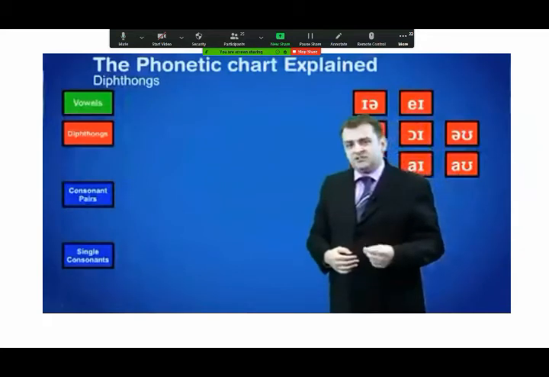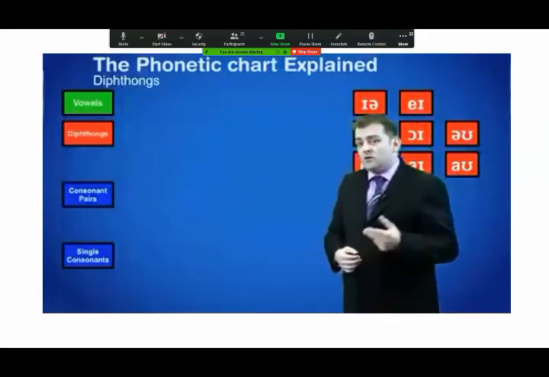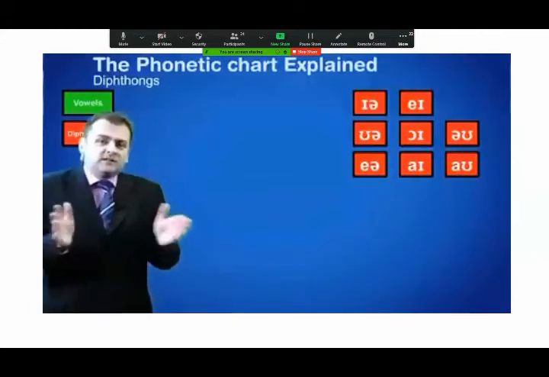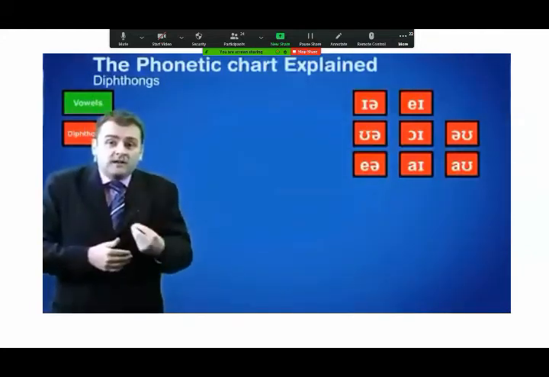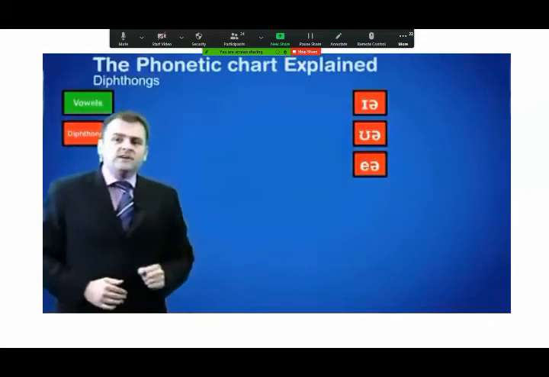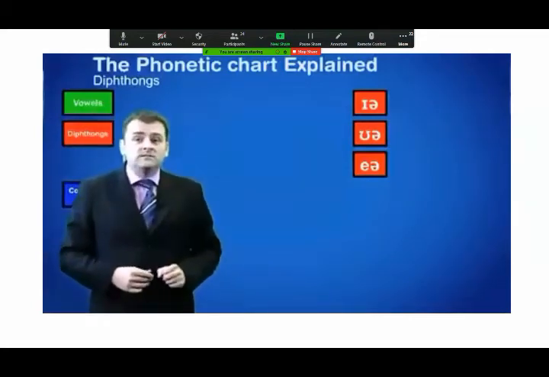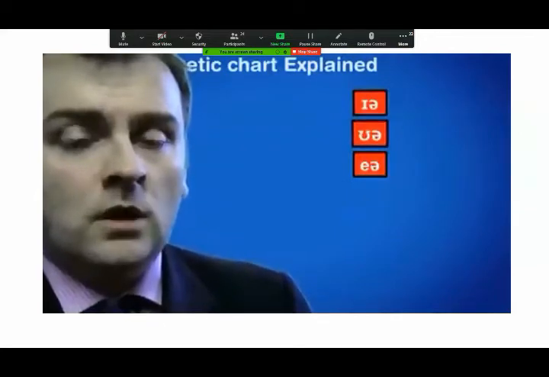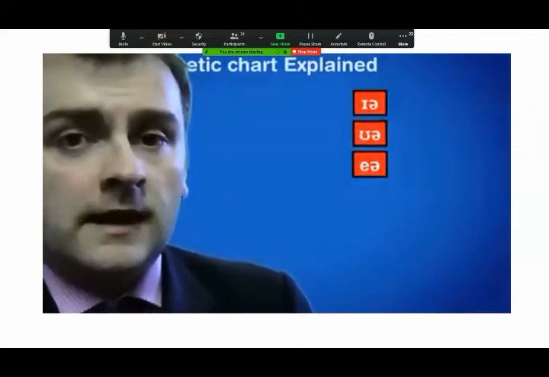The second section is the diphthongs. On our chart, that's the section in red. Diphthongs are also vowel sounds, but they're a combination of two vowel sounds that appear together within the same syllable, producing a new, unique sound. They're arranged according to the second sound. In the first column, we have the sounds ear, ua, and air.